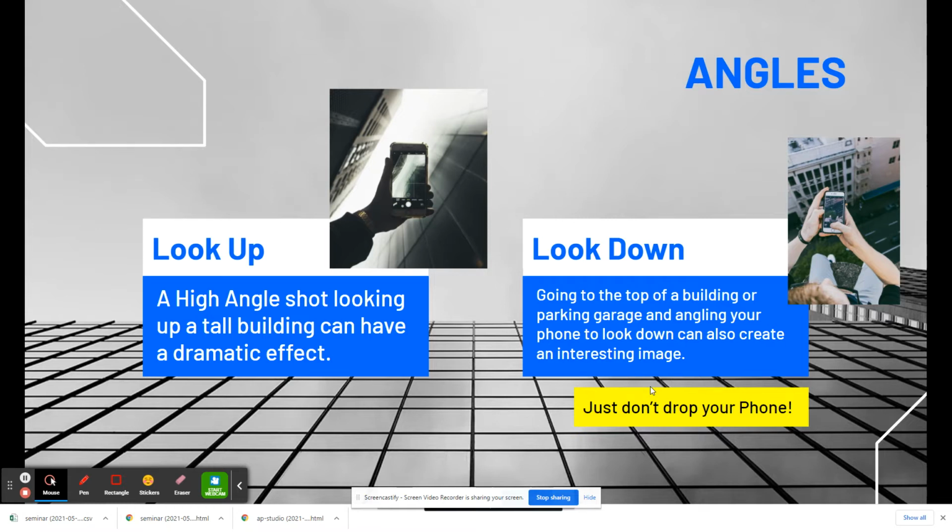Or if you're up on a second floor or a third floor, or maybe your apartment is on the fourth floor and you can look down your window, that could be a really interesting way to get the building as you're looking down. Obviously, be careful, don't drop your phone.